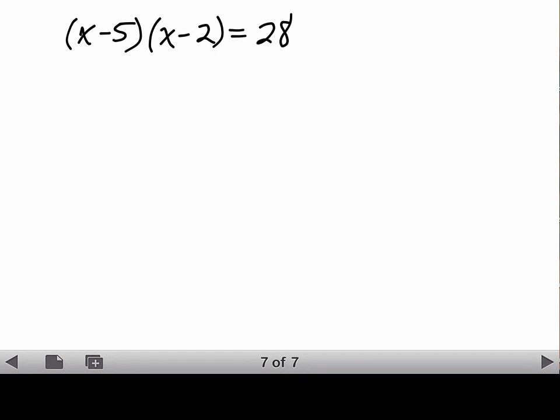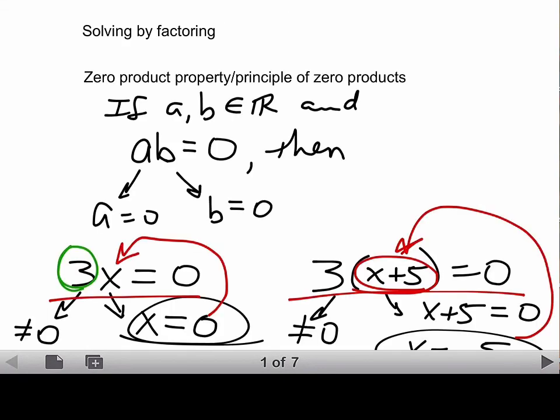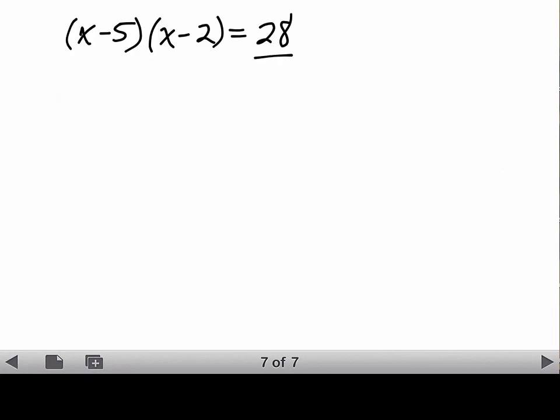Finally, we have the quantity of x minus 5 times the quantity of x minus 2 is equal to 28. Let's look back at the first slide. Notice we have a zero product property, or the principle of zero products. We do not have a 28 product property. So two factors that multiply together to give me 28, that didn't mean anything. I could have 1 times 28, 4 times 7, 2 times 14. I'm after something that I know is true.